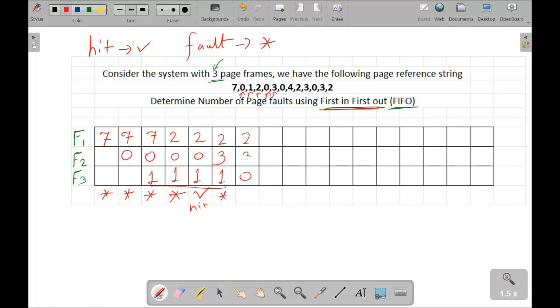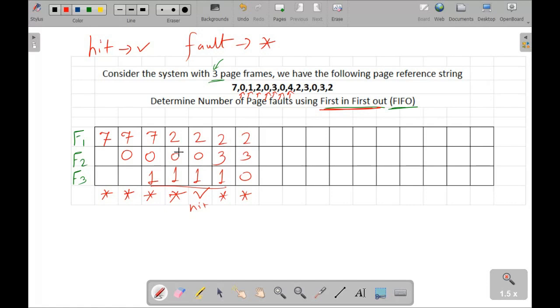So 3, 0 will be the next page which has to be added. It's not available, again it will be a page miss. Then 0 again, okay, 0 we have added here. Then I have to add 4 again.